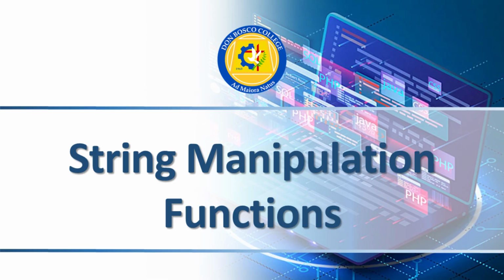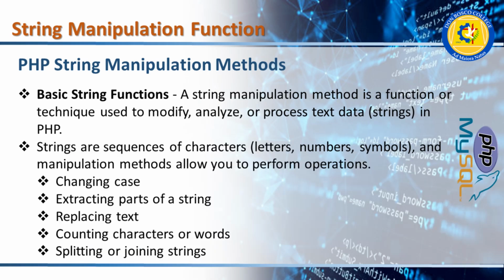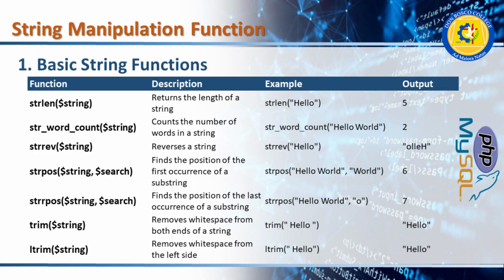Let us begin with string function manipulation, specifically basic string functions. A string manipulation method is a function or technique used to modify, analyze, or process text data, strings, in PHP, where strings are sequences of characters, letters, numbers, symbols, and these methods allow operations such as changing case, extracting parts of a string, replacing text, counting characters or words, and splitting or joining strings. The following are different types of string manipulation functions. Let us explain and analyze how these functions work based on the given program and examples.